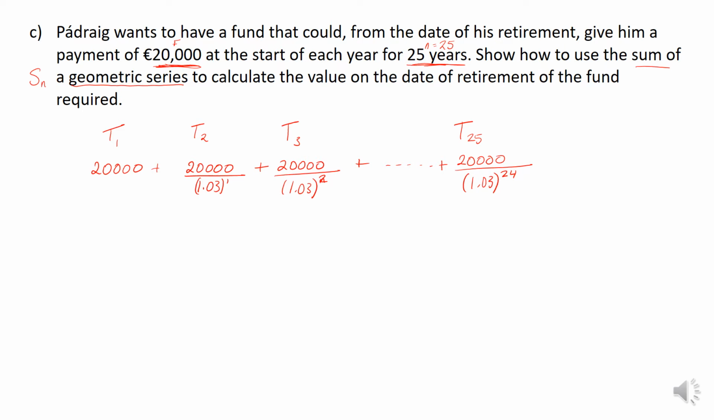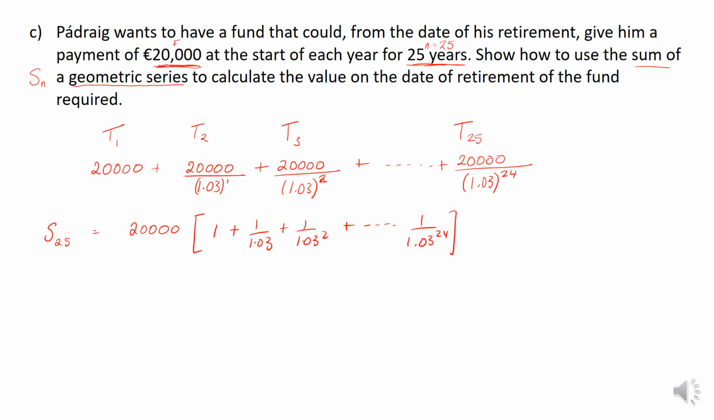So the power used is 1 less than n. Okay, so I can see a pattern there. We just need to add them all up. We're going to be getting the sum of 25 terms. Now let's first factorize. Let's take out the 20,000 to simplify things, and we get 1 plus 1 over 1.03 plus 1 over 1.03 squared, the whole way up to 1 over 1.03 to the power of 24.